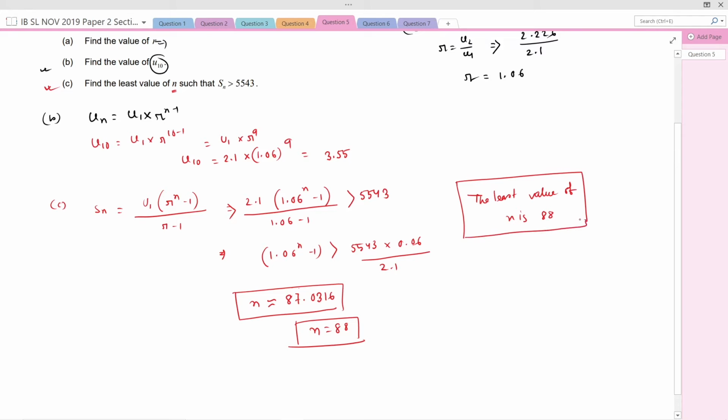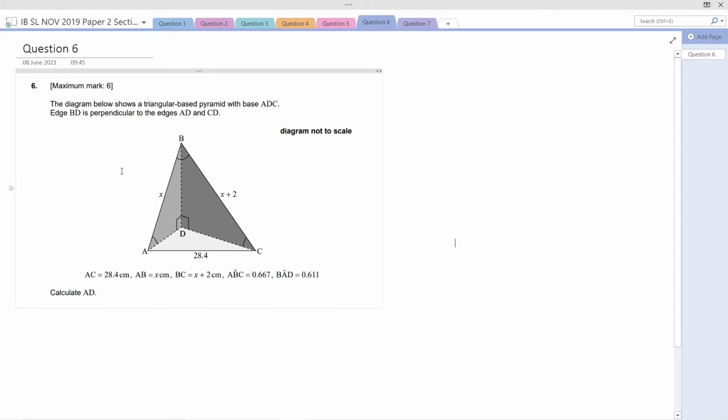Now we will move toward question number 6. In this question it is given that the diagram below shows a triangular based pyramid with base ADC. This is the base of the pyramid. Edge BD is perpendicular to the edges AD and CD. The values are given here. Now we have to calculate the value of AD. This is also a very simple question.